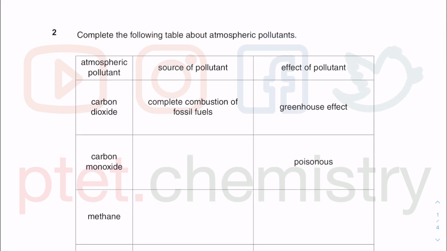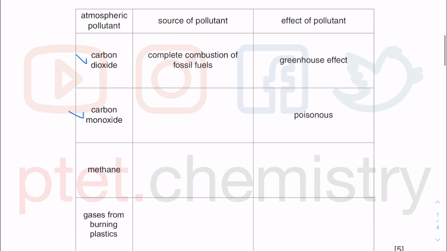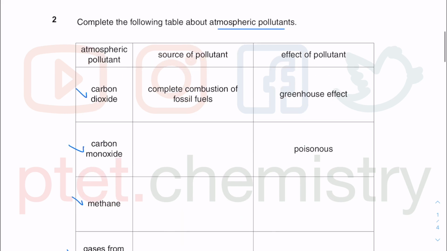In this next question, we're just completing the table about some atmospheric pollutants. These four: carbon dioxide, carbon monoxide, methane, as well as gases from burning plastics. They are straight from the syllabus. As stated in the syllabus, Cambridge say candidates should be able to state the sources where they come from, as well as the harmful effects of the pollutant. How are they dangerous? And where do they come from? So we have to describe each and every one of these.